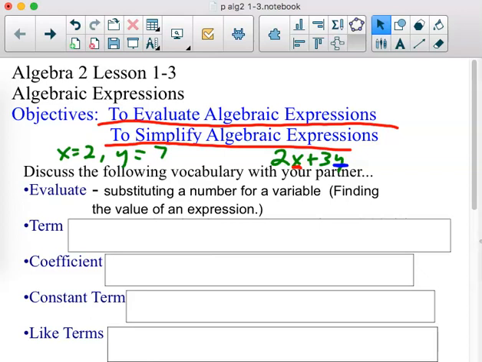And then you'd follow the order of operations. Please excuse my dear Aunt Sally. And you would multiply first. 2 times 2 is 4. And 3 times 7 is 21. And then you'd add: 4 plus 21 is 25. So you're finding the value of an expression when you evaluate.